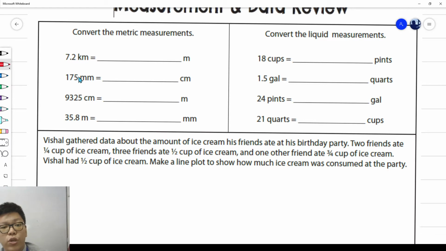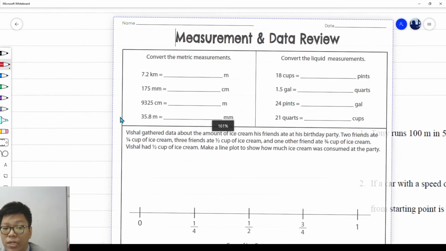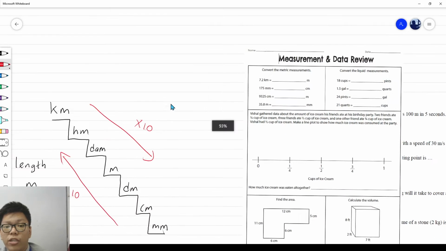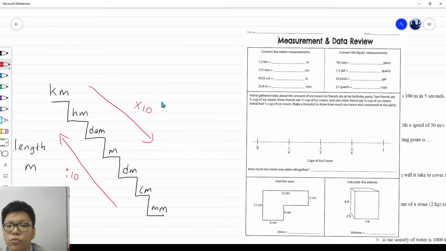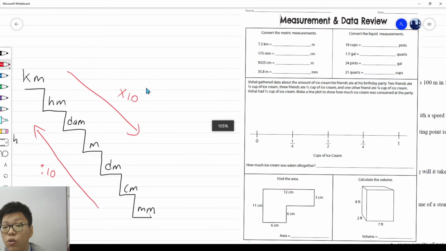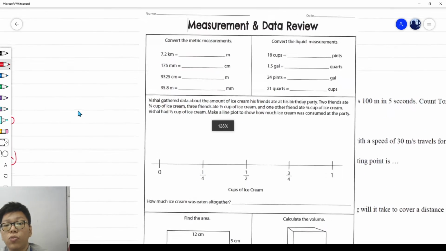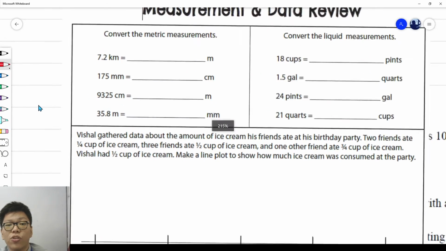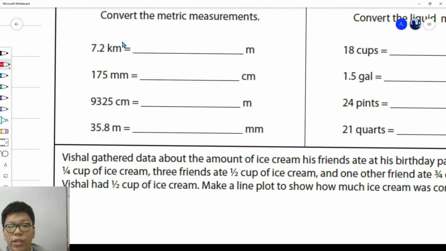So first, at the first question, 7.2 kilometer, we need to convert to meter. I hope you already have this one, so I do not need to go back and forth between these two. From kilo to meter, you need to go down. One, two, and three. You need to go down three times. So you need to times it by 1,000. Because you're going down thrice, you need to add 3 zeros.